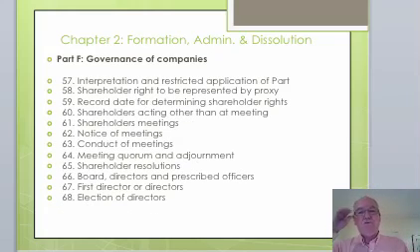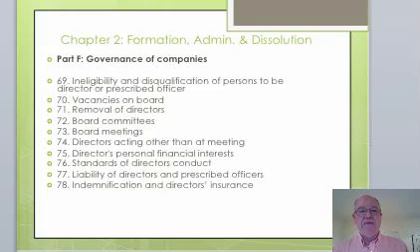In Chapter 2, which deals with formation, admin, and dissolution, of course, you're not forming a company if you're just looking at an existing HOA, although the formation procedures have been streamlined and they're much, much easier than they were before. But here, have a look at the governance of companies. Specifically, I suggest you read 57 to 68 fairly carefully. You'll see they're all operational issues within the context of the company, and that's something you should know.